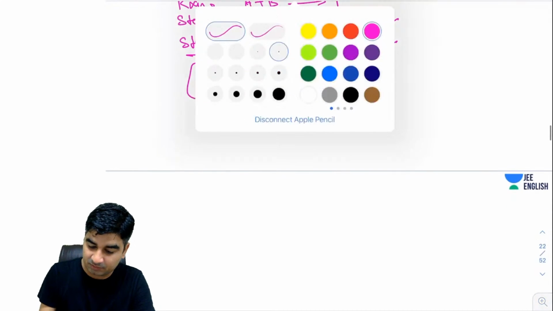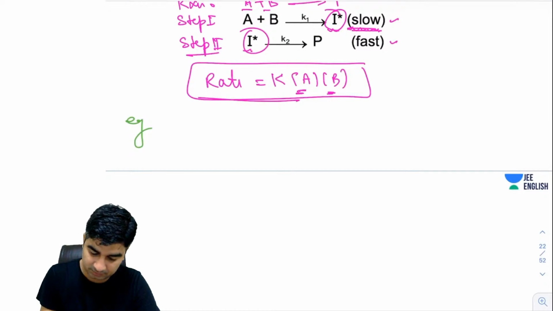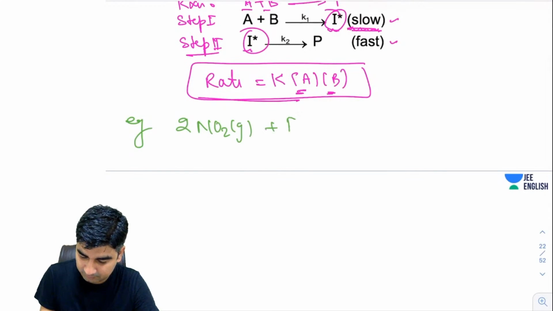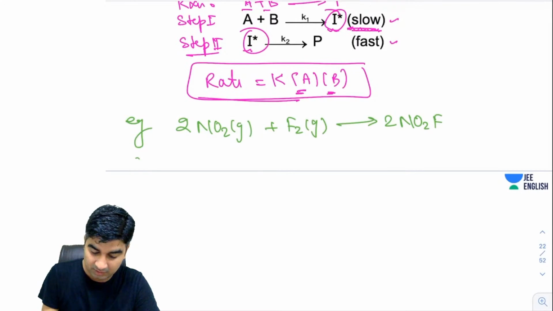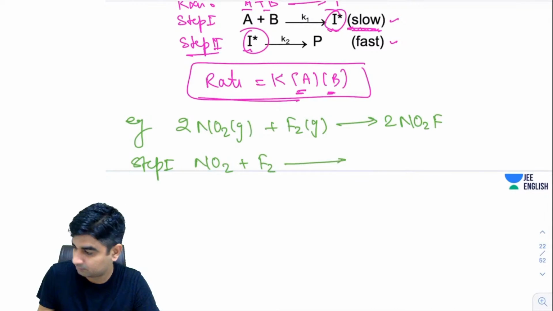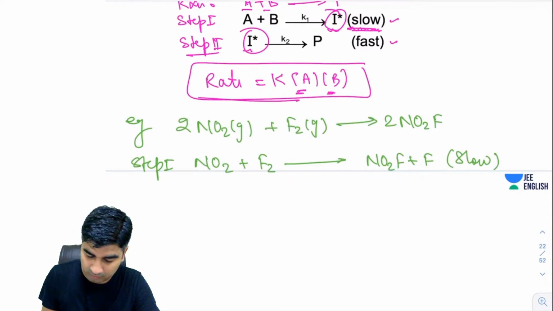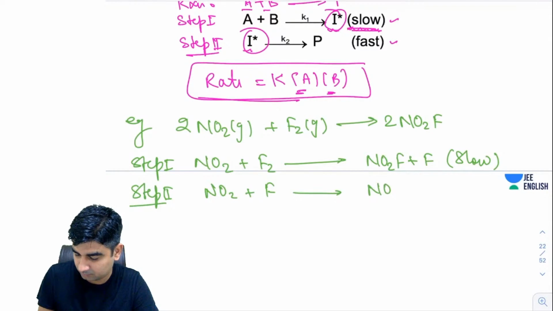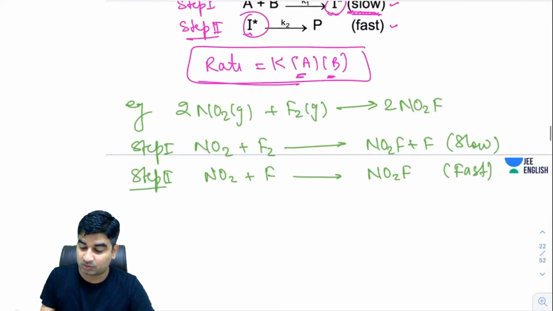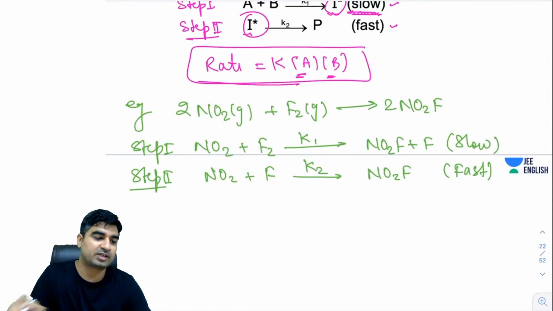So let me take one real example and you people can write it. 2NO2 gas plus F2 gas. Just solve it quickly. So step 1, slow. Step 2, fast. Right? So this is K1, this is K2. Write down the expression for rate law.